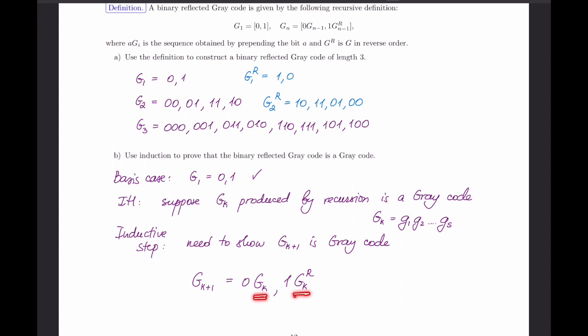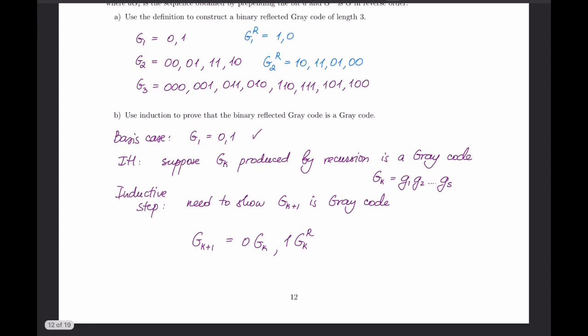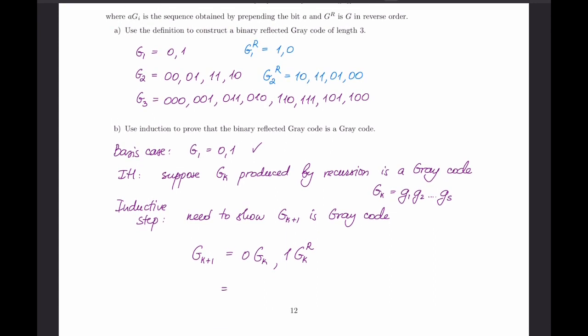Now, the structures of these are hard to see, so let's write them out in terms of our introduced variables. First, I have taken the previous gray code, so G1 through GS, and appended 0 to the front. So 0 G1, 0 G2, and so on, up to 0 GS. And next up, I've reversed the order of these, and I've added 1 to the front. So 1, and then reading from the end, GS, 1 GS minus 1, all the way down to 1 G1.